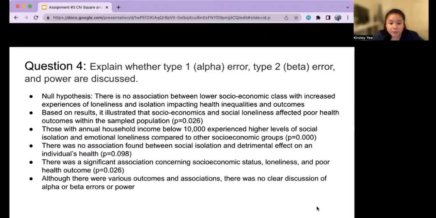There was no association found between social isolation and a detrimental effect on an individual's health. And there was a significant association concerning socioeconomic status, loneliness, and poor health outcome. So although there were various outcomes in association, there was no clear discussion of alpha or beta errors or power. However, there may have been a type 2 error where we would have accepted the null hypothesis when in fact there was an association between socioeconomic status, loneliness, and poor health outcomes.